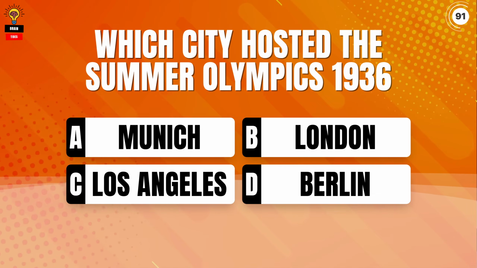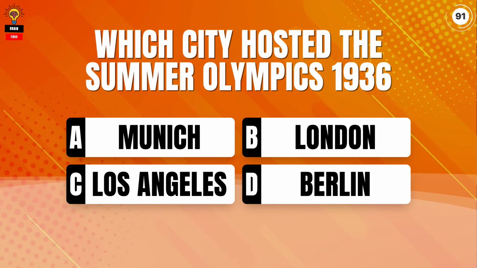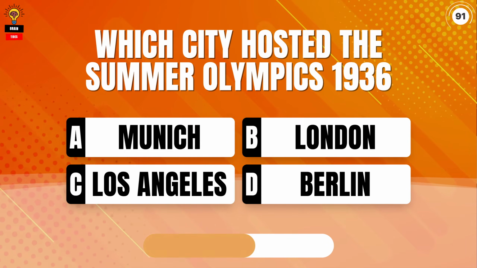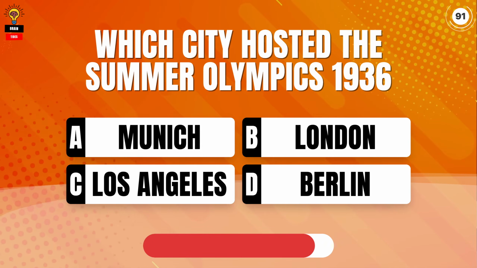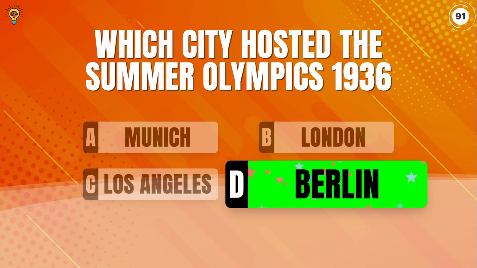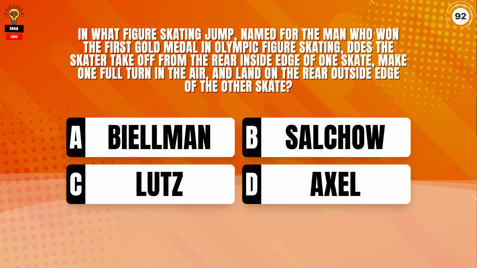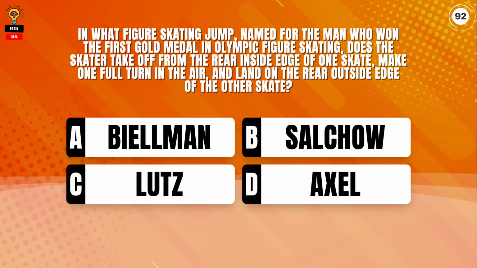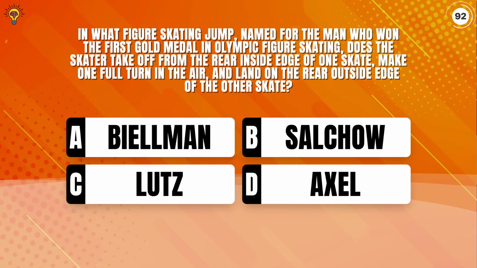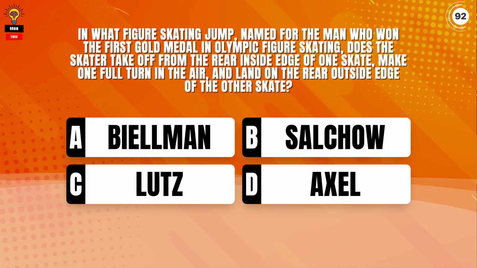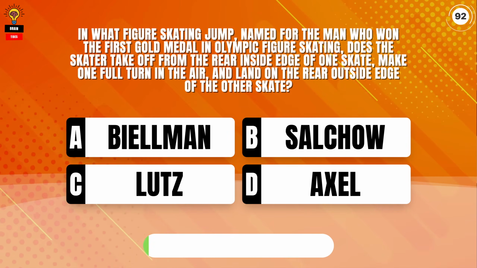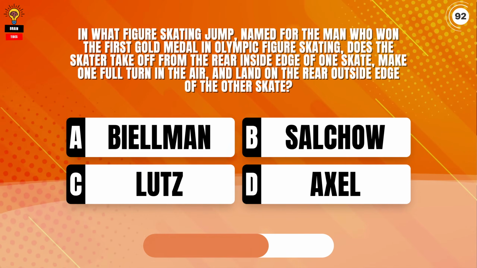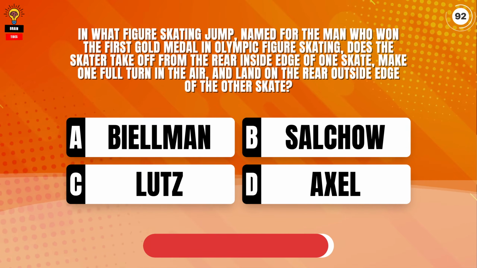Which city hosted the Summer Olympics in 1936? Berlin. In what figure skating jump, named for the man who won the first gold medal in Olympic figure skating, does the skater take off from the rear inside edge of one skate, make one full turn in the air, and land on the rear outside edge of the other skate? Salchow.